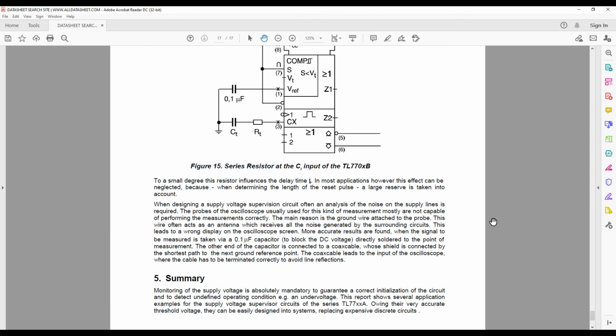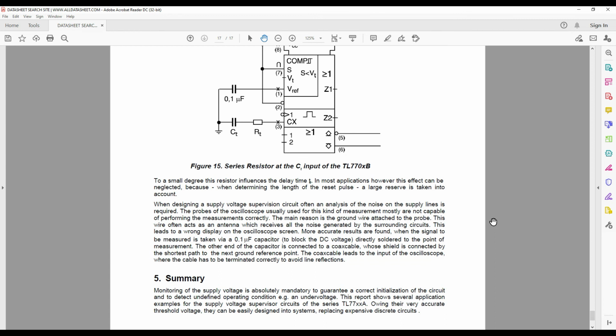When designing a supply voltage supervision circuit, often an analysis of the noise on the supply lines is required. The probes of the oscilloscope usually used for this kind of measurement mostly are not capable of performing the measurements correctly. The main reason is the ground wire attached to the probe. This wire often acts as an antenna which receives all the noise generated by the surrounding circuits. This leads to a wrong display on the oscilloscope screen.